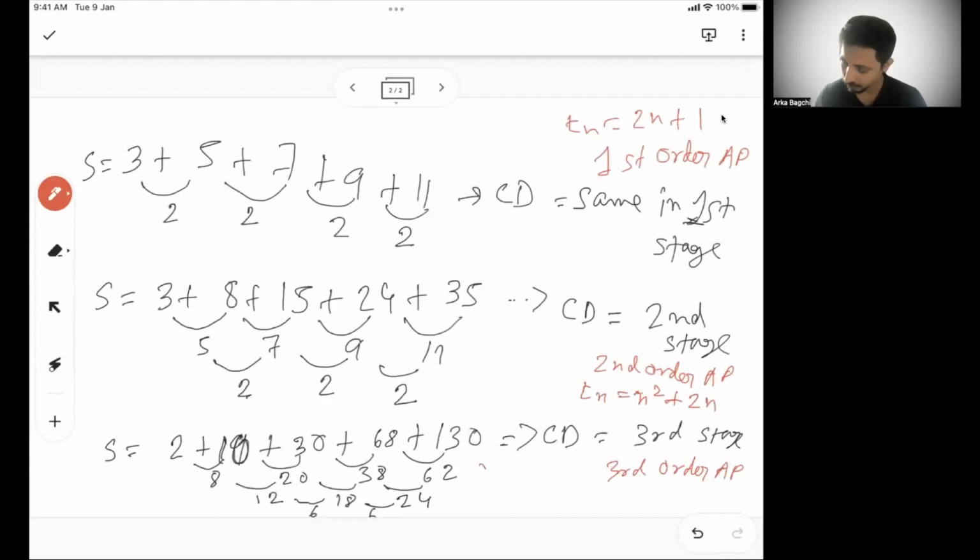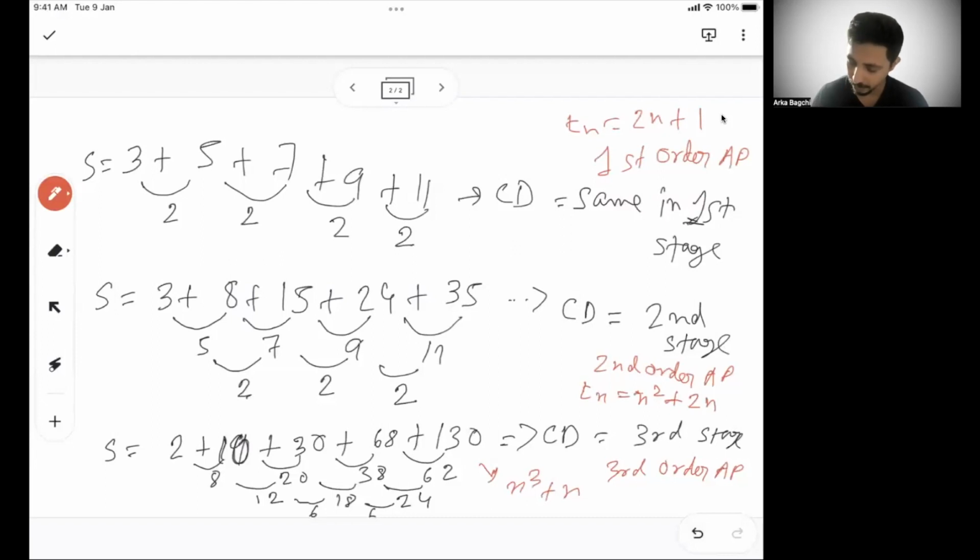This one, we can also write as n cube plus n. If you see typically, n cube plus n is basically 1 cube plus 1, that is 2. 2 cube plus 2, that is 10. 3 cube plus 3, that is 30. 4 cube plus 4, that is 68. Now, this is easy to solve if you can identify what is my Tn.